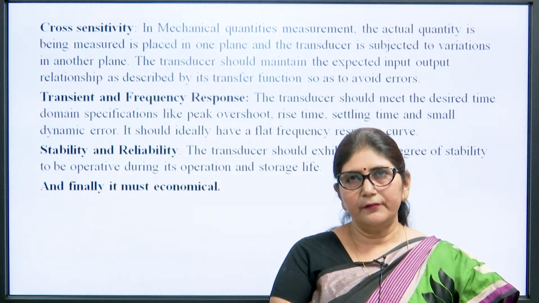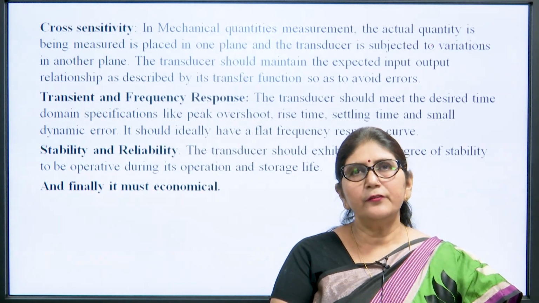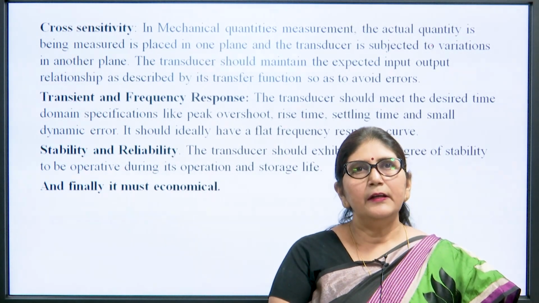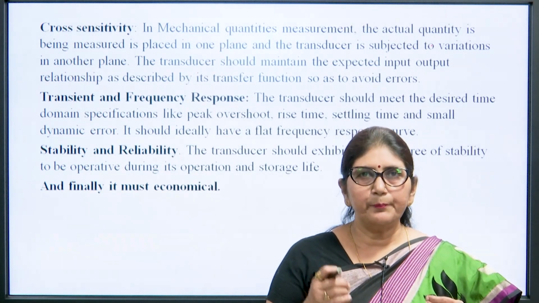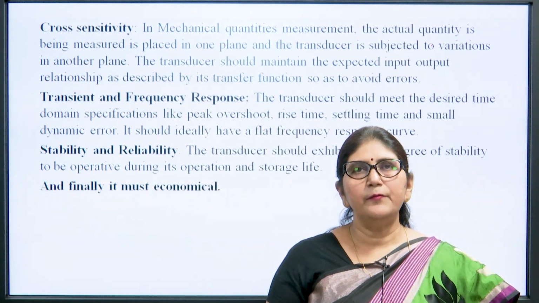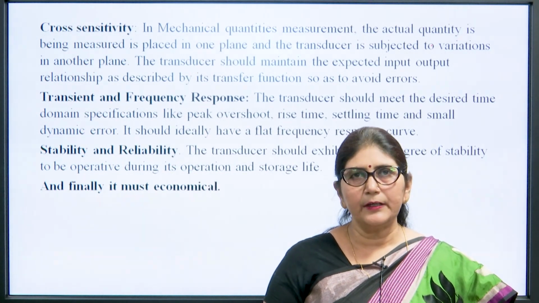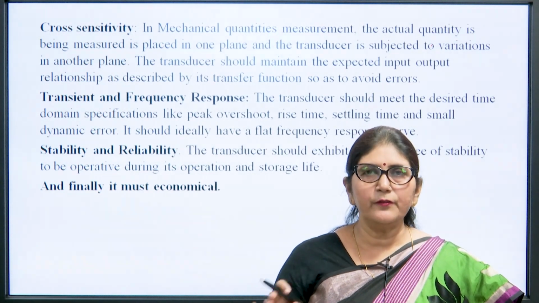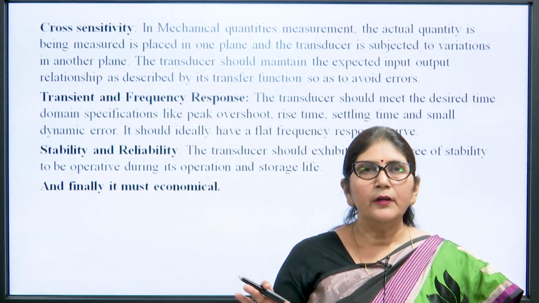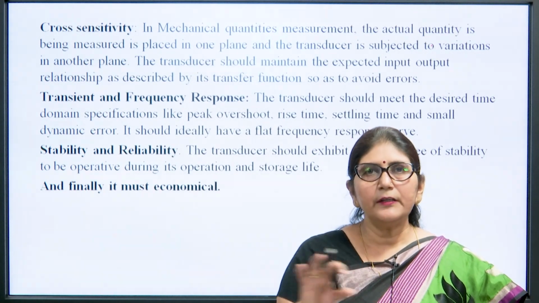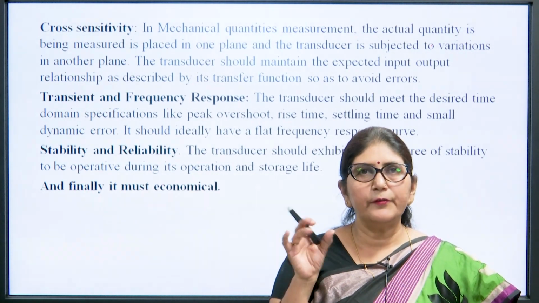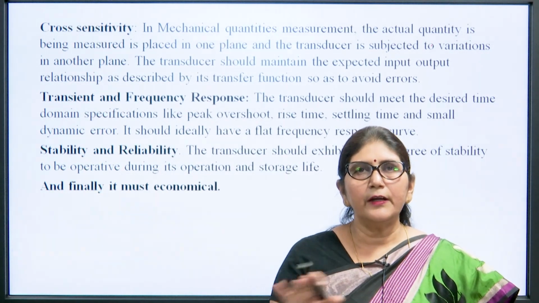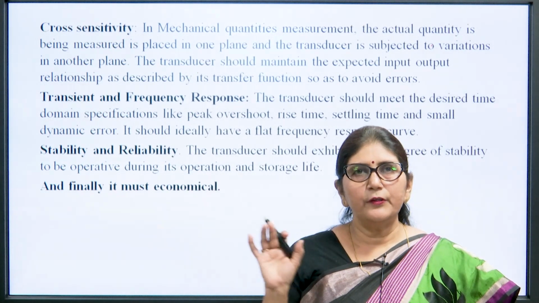Then transient and frequency response. The transducer should meet the desired time domain specifications, like peak overshoot, rise time, settling time, and a small dynamic error. It should ideally have a flat frequency response over the whole range. Whatever the range of that particular physical quantity we want to measure, for that particular range it should have a flat frequency response curve.